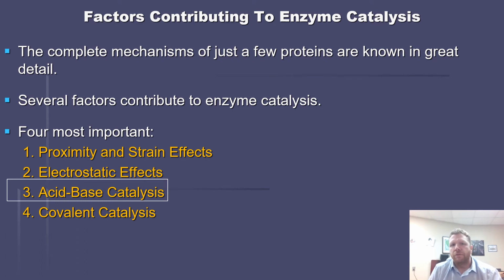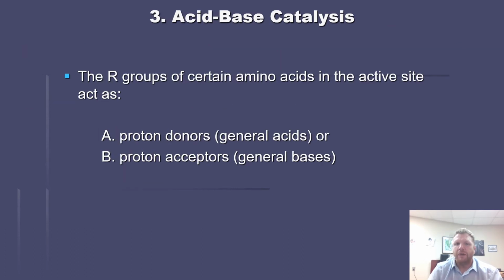Now, what are some other factors? Well, we've got acid-base catalysis. So in acid-base catalysis, think about this as you have these amino acid R groups, and let's think specifically about those that can act as proton donors and those that can act as proton acceptors. Now, which ones are some good donors? Well, those positively charged residues.